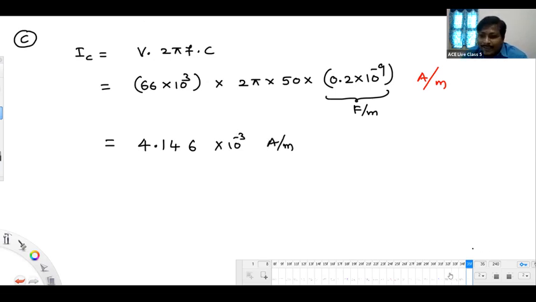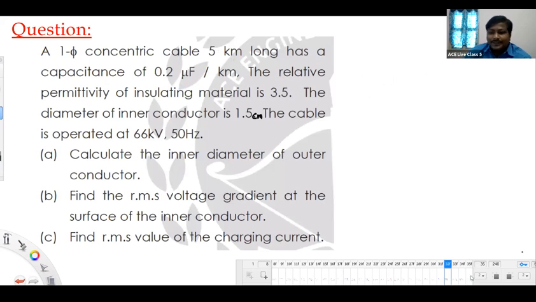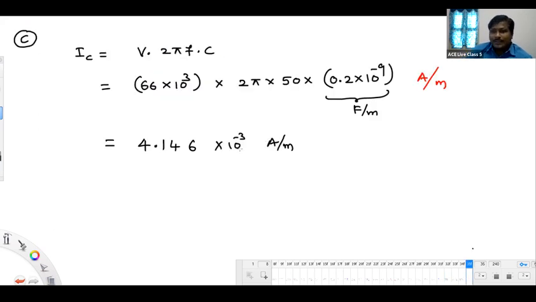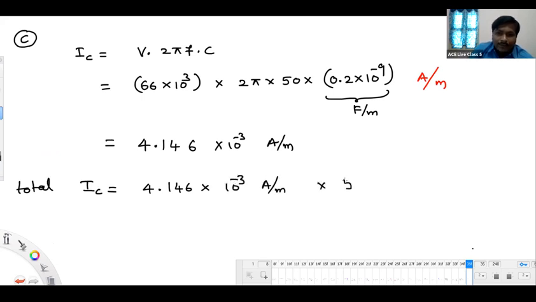What's the length of cable given in the data? 5 kilometers. You multiply that to this, and we get the total charging current. So total charging current will be equal to 4.146 into 10 power minus 3 ampere per meter into 5 into 10 power 3 meters. How much is this? I think around 20.7 amperes. Total charging current value is 20.7 amperes.